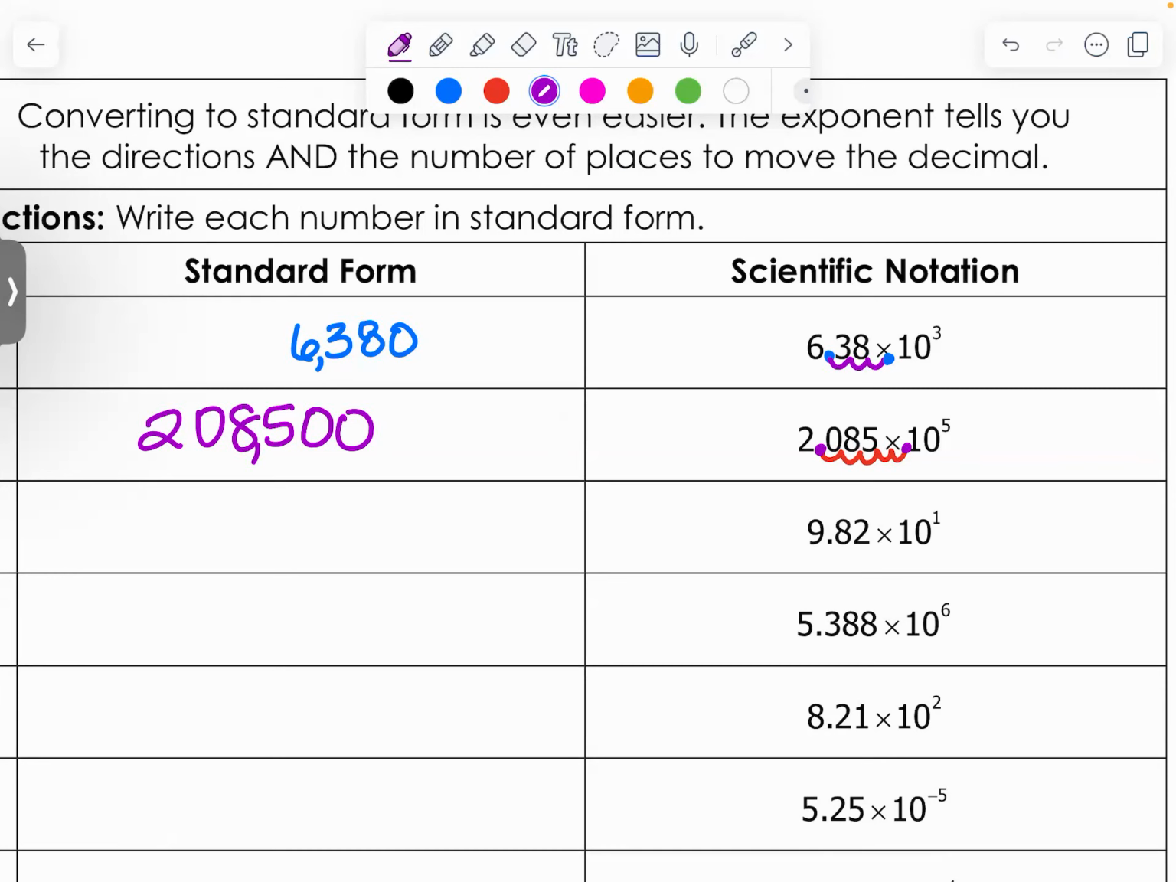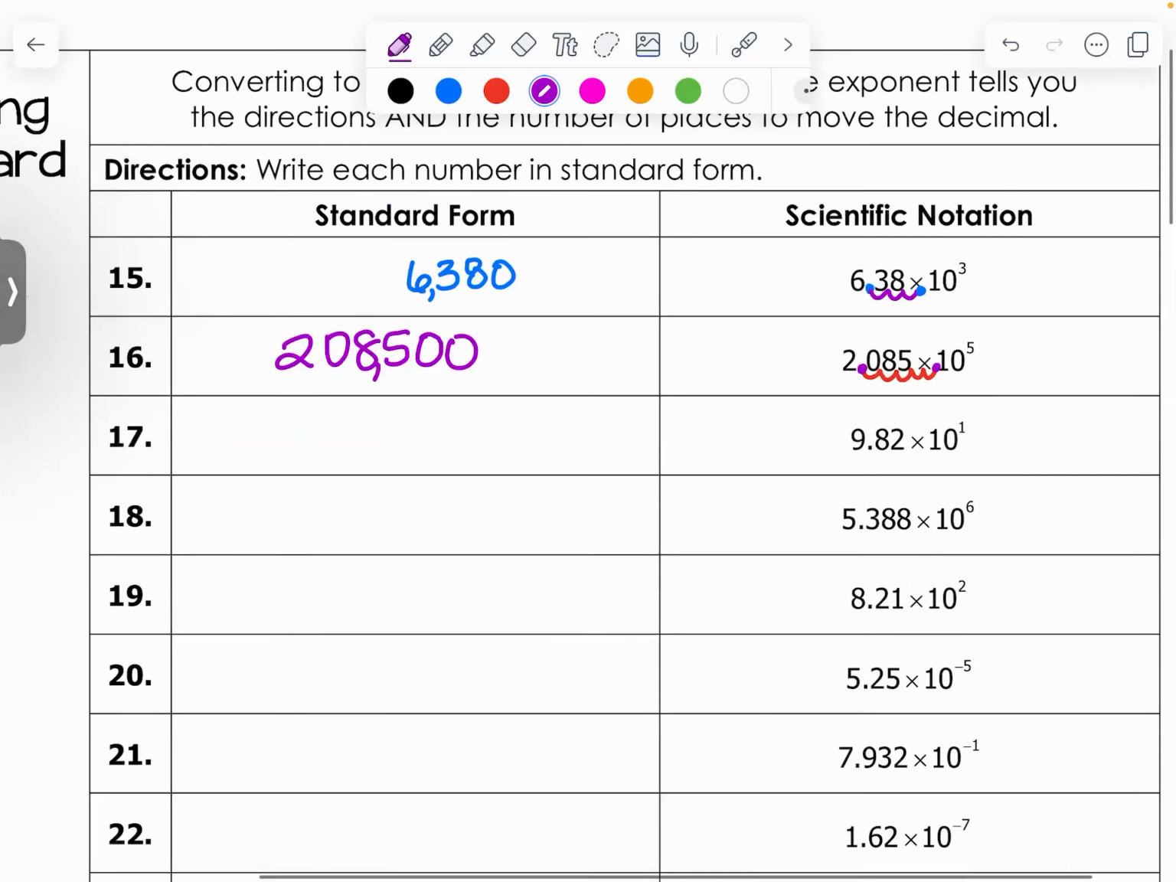Okay, so what I'd like you to do, we're going to skip 17. I would like you to come up with an answer for number 18, and I want you to make sure that it matches your elbow partner. Number 18, ready, set, go. 208,500,000. It's 208,500.